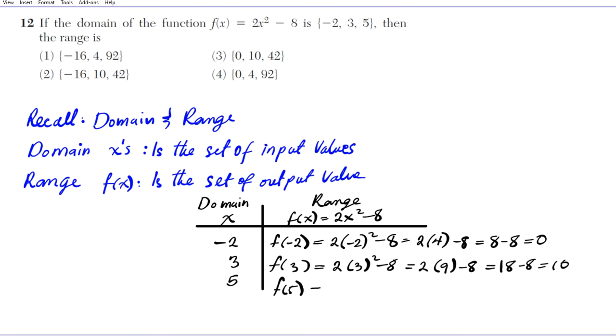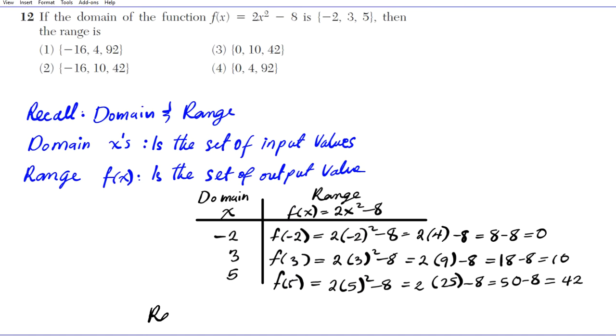And then lastly is f of 5. 2 times 5 squared minus 8. And we have 2 times 5 squared is 25, minus 8. 2 times 25 is 50, minus 8, which is 42. Okay, so our range values is the set 0, 10, and 42. Answer to question 12 is number 3.